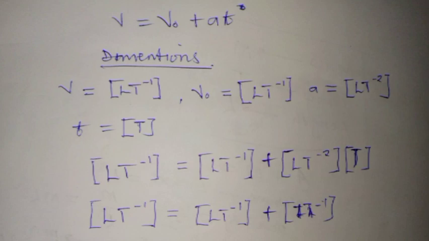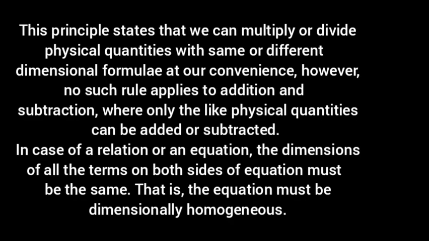What you are going to get on your left hand side has to be equal to what you're going to get on your right hand side. For you to know that this is correct, we use what we call the principle of homogeneity. This principle states that you can only add or subtract physical quantities of the same dimensions, and it proves that what is on your left hand side has to be equal to what is on your right hand side.